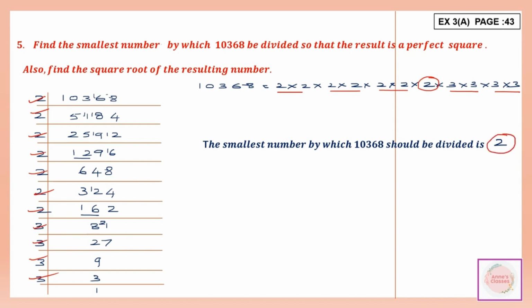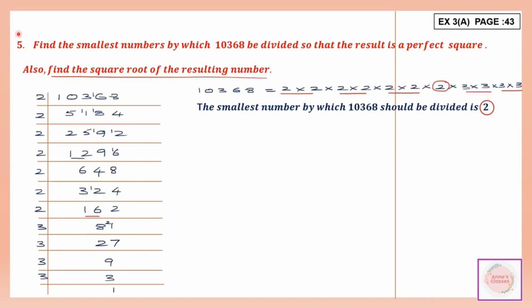Now the next part is find the square root of this resulting number. Now to find the square root of the resulting number, which is the resulting number? This number divided by 2, isn't it? That's what it says, the number divided by 2 so that the result is a perfect square. So the number that is divided by 2, we have to find the square root of that number. So let's write that down. So that will be the square root of 10,368 divided by 2. So let's write down all the factors of 10,368 that we got earlier.